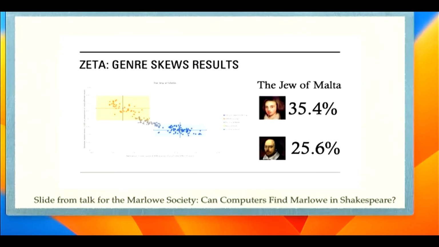Can computers find Marlowe in Shakespeare? One of the main algorithms they use is something called Zeta. And genre skews the results of Zeta so strongly. An out-of-genre play like The Jew of Malta throws up this ridiculous situation where they say it's 35% Marlowe's, 25% Shakespeare's, and nearly a half of it, we're not really sure. Was it like 40% of it? Don't know who wrote that.